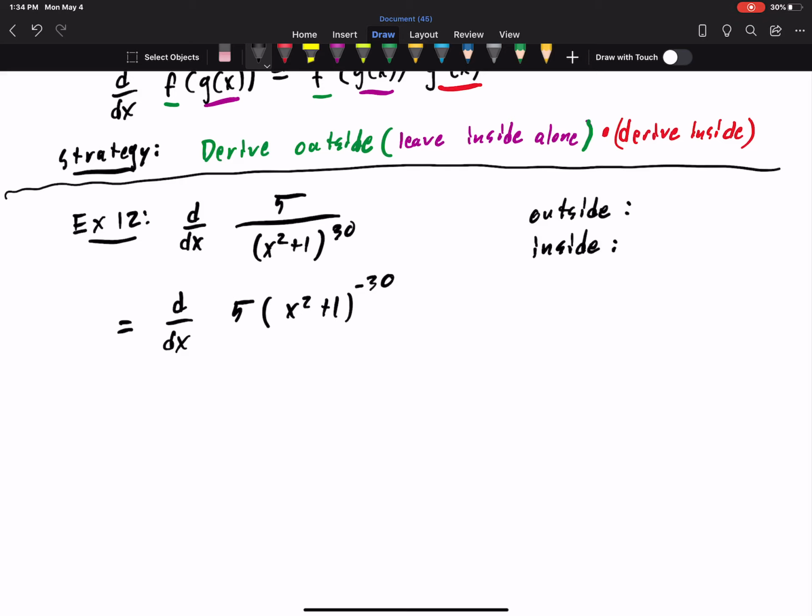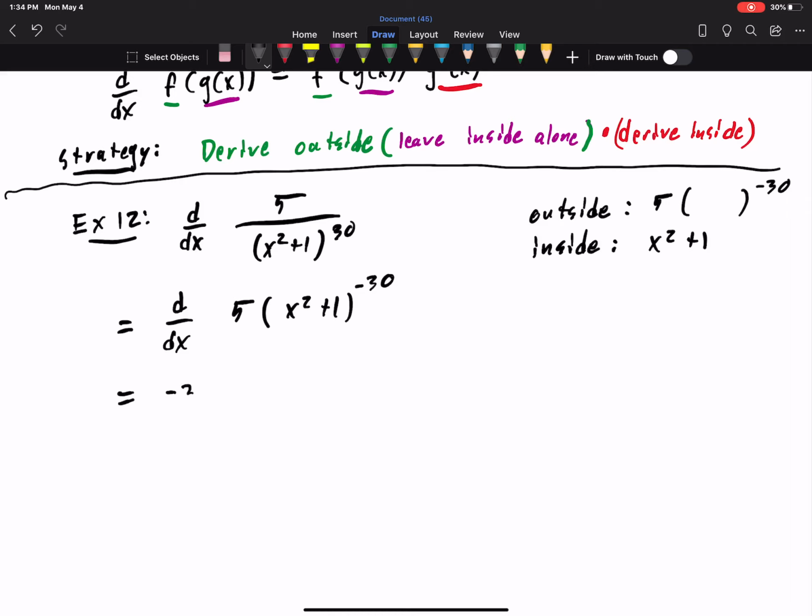All right? So now let's identify an outside function. Outside function is going to be 5 parentheses to the minus 30th. The inside function is, again, the thing on the inside of the parentheses. So inside function is x squared plus 1. And then we can go and do the derivative from that. All right, so derive the outside function.